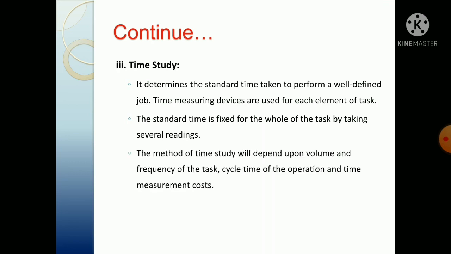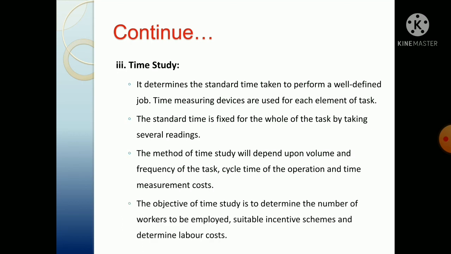The method of the time study will depend upon the volume and the frequency of the task, cycle time of the operation and the time measurement cost. So time study includes all these parameters: it is evaluated on the volume, how much input you have to put in the machineries, and the frequency of the task, and cycle time, that is production time, how many minutes or hours it will take to produce a single product. In that manner they will estimate the time study.